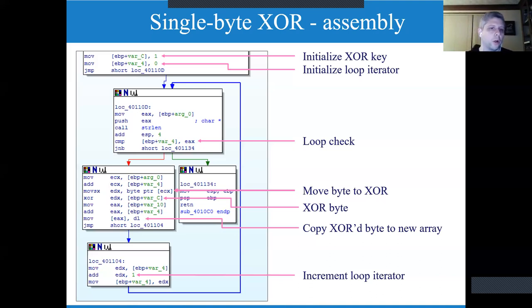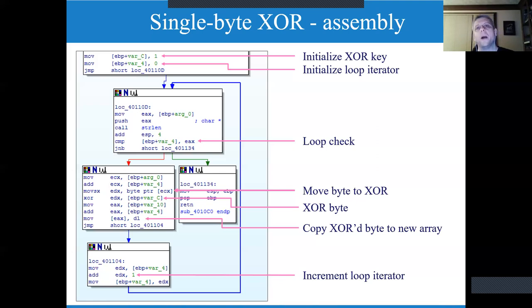What you want to look for are loops where two different values are being XORed together. In this particular case, we see two bytes being XORed: var C against EDX. This doesn't always mean that you're dealing with encryption, but when you see it in a loop like this, it typically means that yes, you are dealing with some type of XOR encryption. So that's what you want to look for.